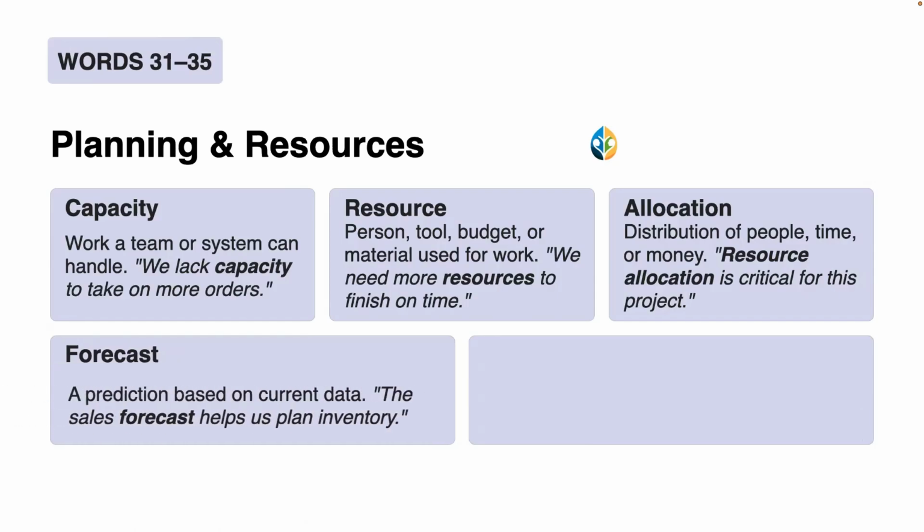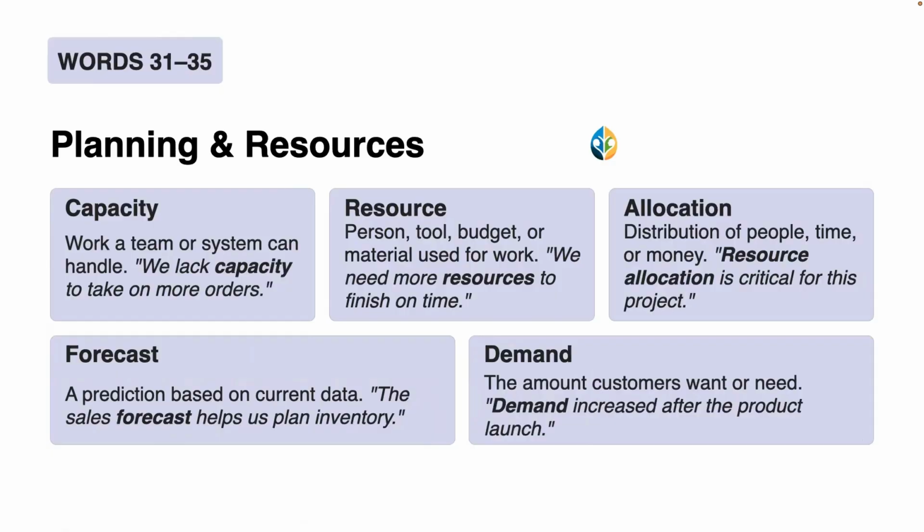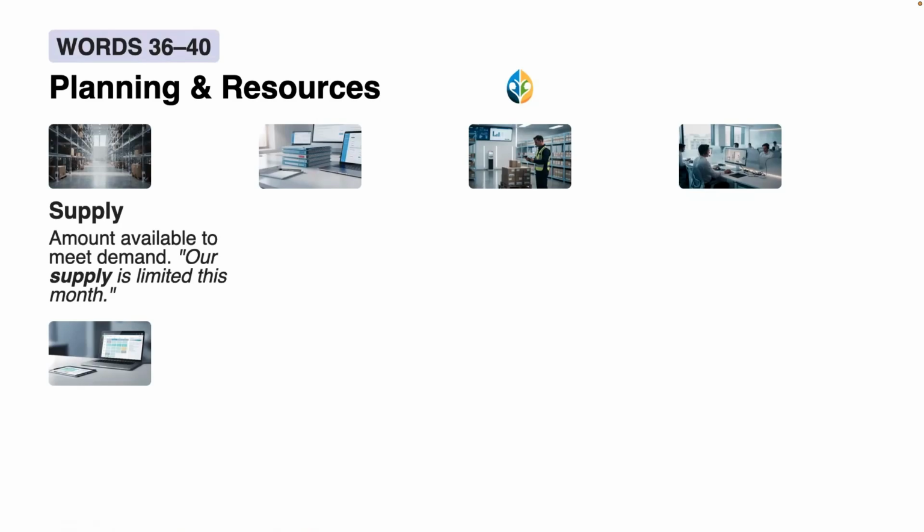Forecast. A prediction based on current data. The sales forecast helps us plan inventory. Demand. The amount customers want or need. Demand increased after the product launch. Our next group, planning and resources. Supply. Amount available to meet demand. Our supply is limited this month.